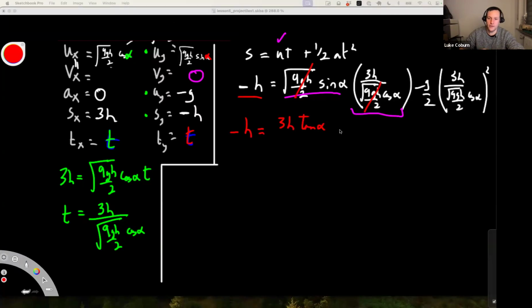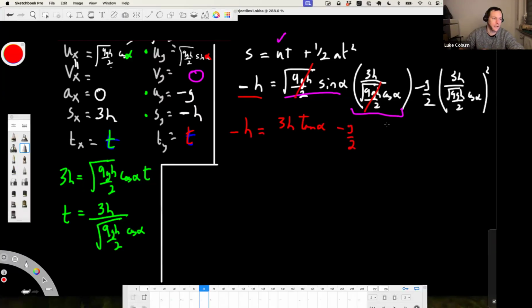And then we have this minus g over 2. And then we still have this. What's going to happen here? Okay, so I think we just have to square it all out. So 9h squared over 9gh, all over 2.